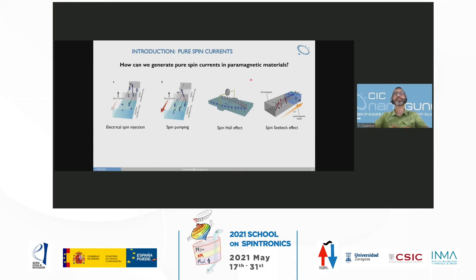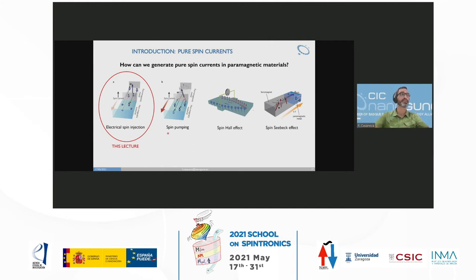How can we generate this pure spin current? There are different ways. One is the electrical spin injection. Here, the source of the spin is a ferromagnetic material. You pass current from a ferromagnetic material to a non-magnetic material. That's the topic of this lecture. But there are other ways that I will just mention.